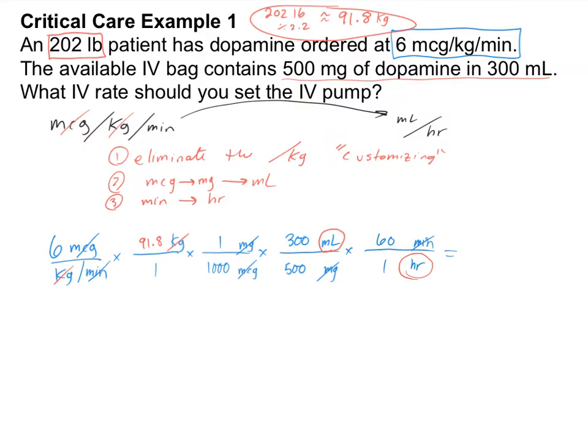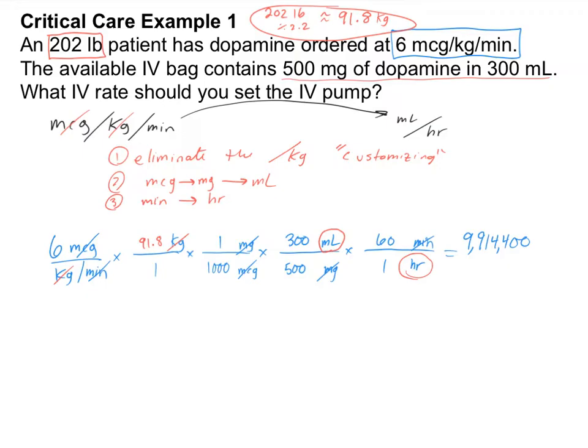So this is where I like to just go and multiply all the numerators. So I'm going to multiply 6 times 91.8 times 300 times 60. I'm going to write that down. I think this is a good habit to get into, especially with the critical care and titration problems, is to go ahead and just multiply all of the numerators.